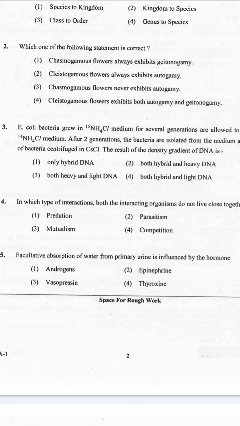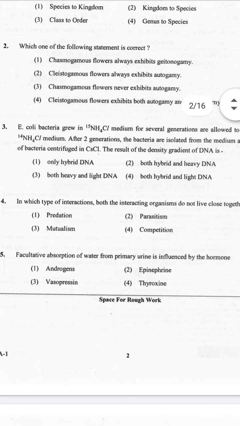Now let's discuss the solution for that. Cleistogamous flowers do not open at all. In such flowers, the anther and stigma lie close to each other. When the anther dehisces in the flower buds, pollen grains come in contact with the stigma to affect pollination. Understand? Now let's go to the third question.